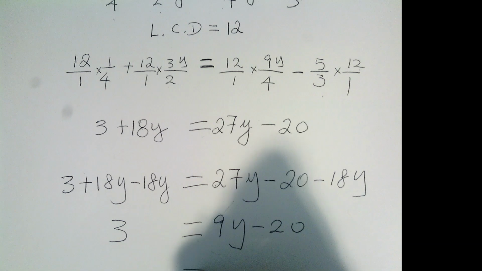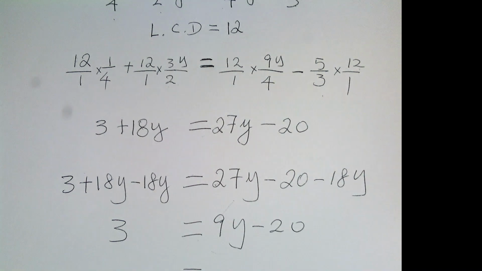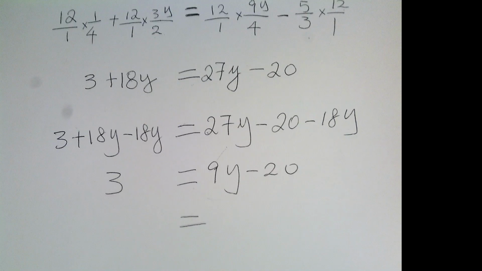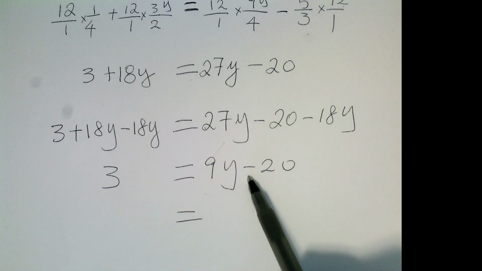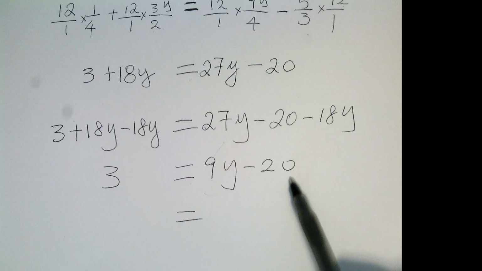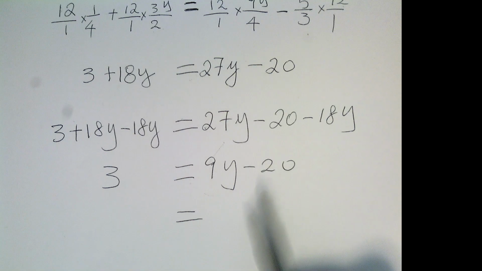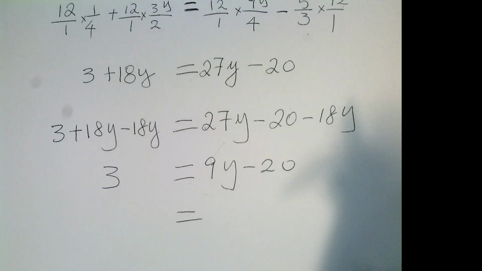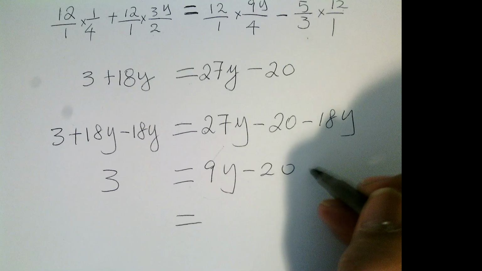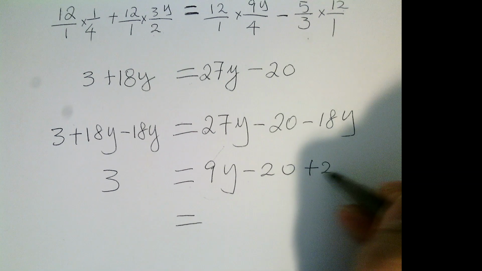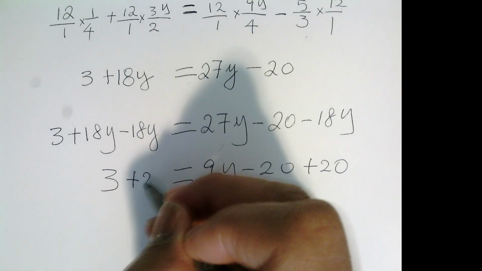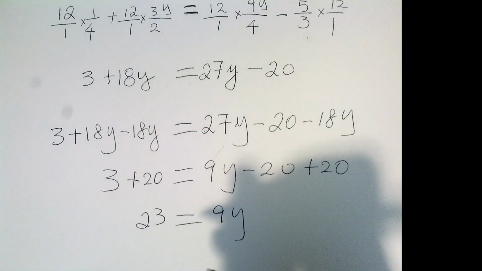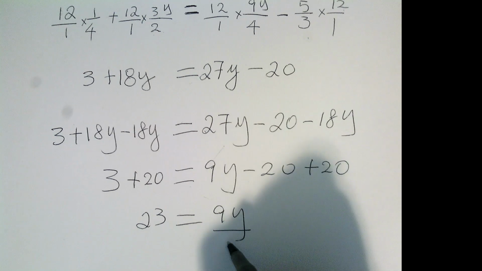Then now the negative 20 has to be arranged on this side, because this side is reserved for the y, which means this side must be reserved for the number. So both sides add 20. So you have 9y is equal to 23. Then both sides divide by 9.